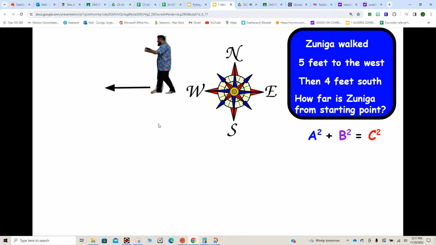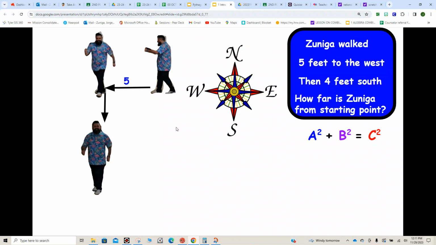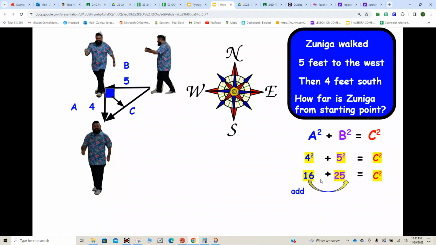All right, so I went west 5 feet, and then I went south 4 feet. And we're going to see how far it is from the starting point. That's my C, my A and B. And then we're going to plug in 4 and 5, right? So here's 4 squared, 5 squared. 4 squared is 16, 5 squared is 25. We're going to add these two.